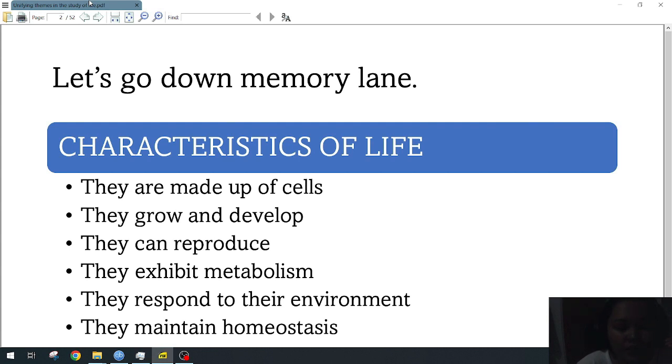And we exhibit metabolism, meaning we intake food. Okay, we can digest and process the food that we intake. Sa halaman naman, they can process, they intake water, no, to produce glucose or the food of the plant. And then another characteristic is they respond to their environment. Katulad nga ng kapag mainit, pinagpapawisan ka. Kapag malamig, nilalamig ka.